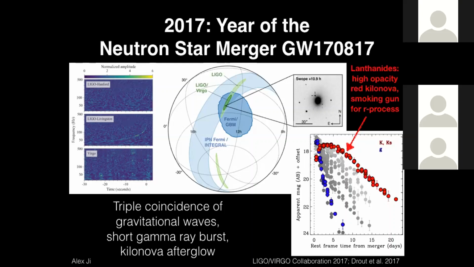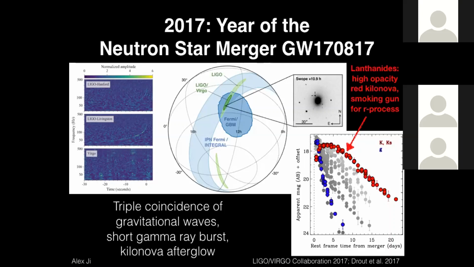But it was this wonderful thing where, when you merge two neutron stars, you don't just make R process elements, you also make gravitational waves from the coalescence of those two binary stars, and you also make a short gamma ray burst in addition to the R process elements, which will power a radioactive transient. So this triple coincidence was predicted and then was actually observed over here.